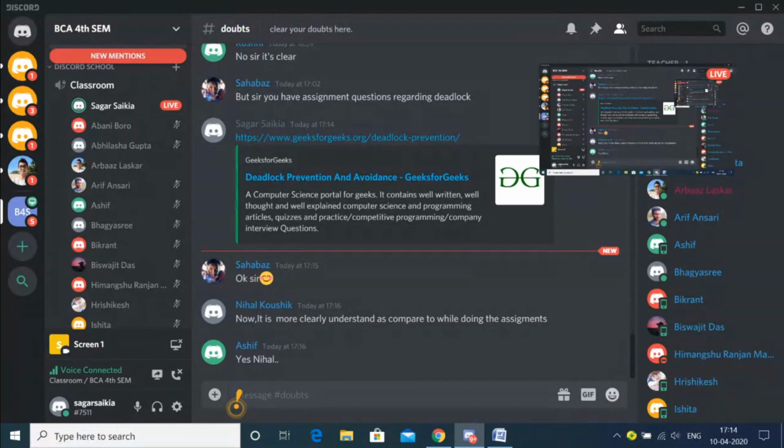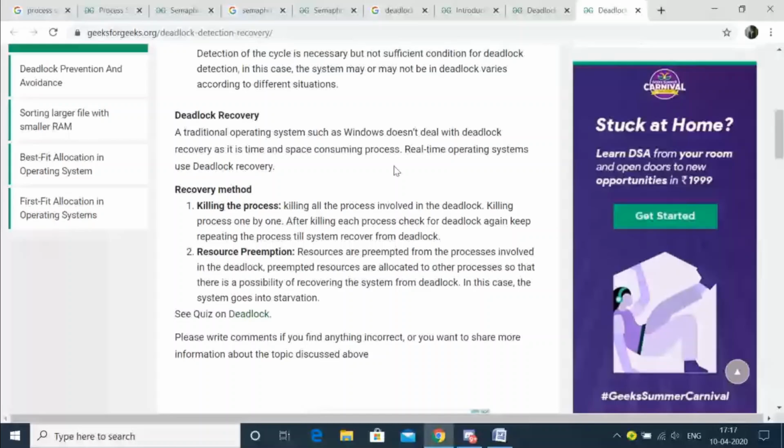Resource preemption. Resources are preempted from the processes involved in the deadlock, and the preempted resources are allocated elsewhere. In this case, can we have resource preemption? Sorry, process one was requesting resource two. Because of this, it is creating a deadlock. Because of this resource also, it is creating a deadlock. Resource one. So can we remove this resource two?